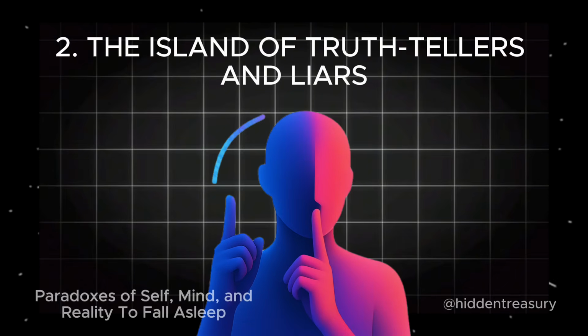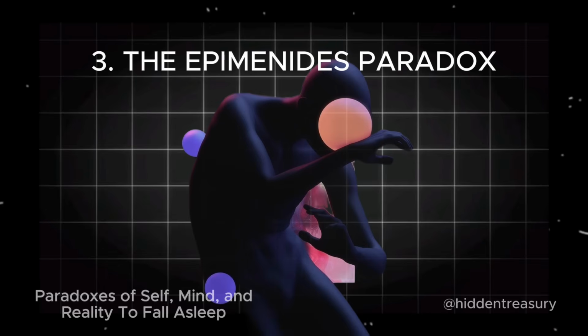The Epimenides paradox is a classic example of a self-referential statement that creates logical confusion. It originates from the statement made by Epimenides, a philosopher and poet from ancient Crete, who said, "All Cretans are liars." At first glance, this might seem straightforward, but when you think about it, a problem emerges.